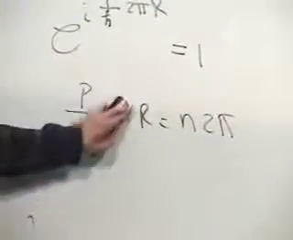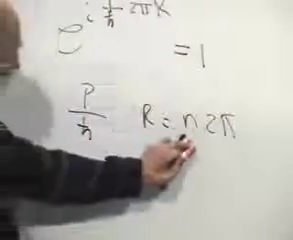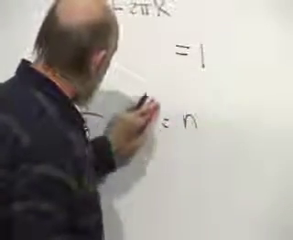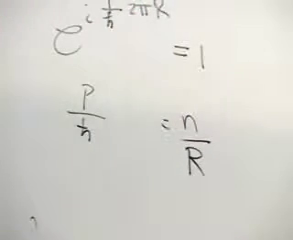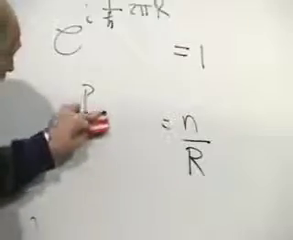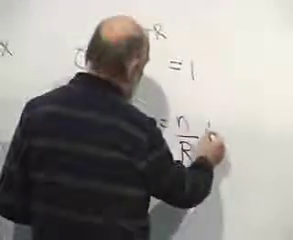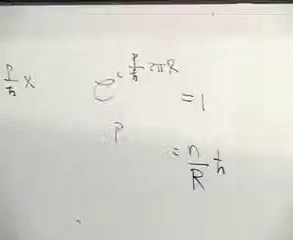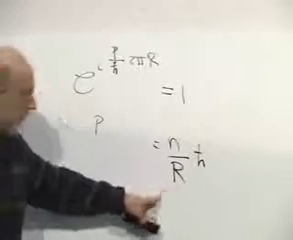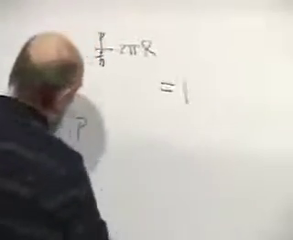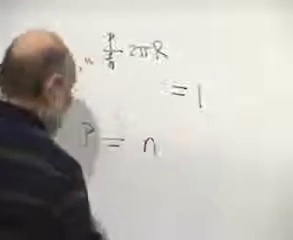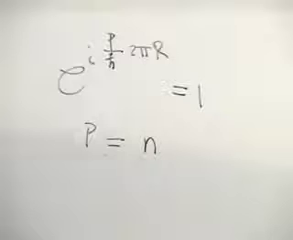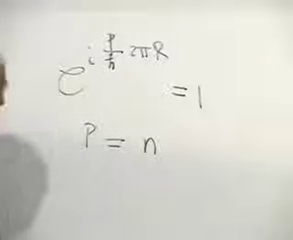We can cancel out the 2 pi. We can divide by r. r is just the radius of the circle, and we can multiply by h bar. It tells us that the allowable values that the momentum can take on are integer multiples of h bar over r. Let me clean that up. The allowable values of the momentum are integer multiples of what? h bar over r.